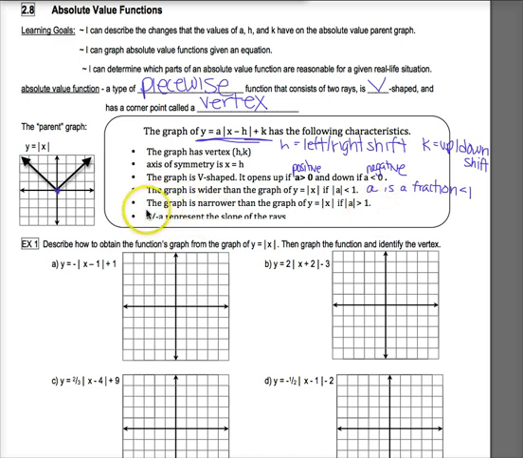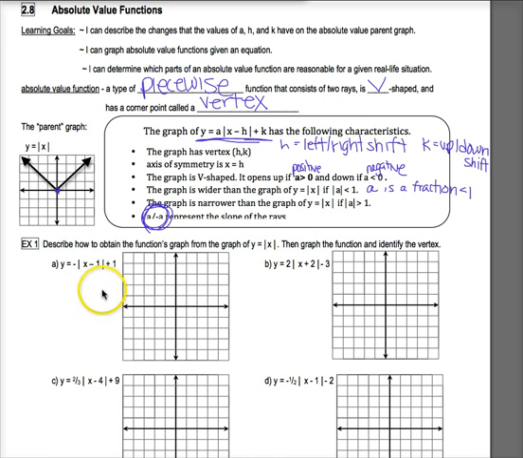Your actual values of A represent the slope of the rays, which is why it controls the fat or the skinny. So let's take a look at our examples. The directions say describe how to obtain the function's graph from the graph of y equals x. Then graph the function and identify the vertex.